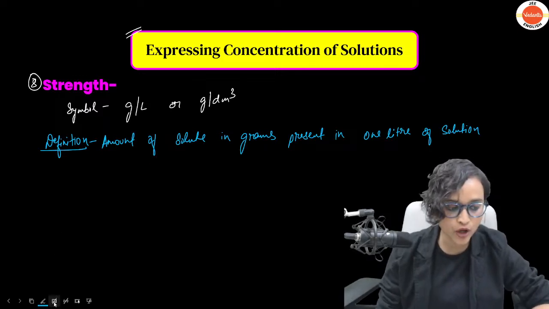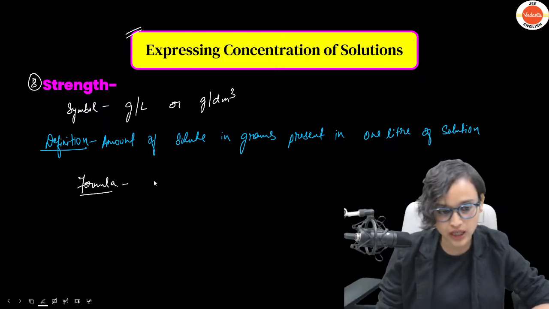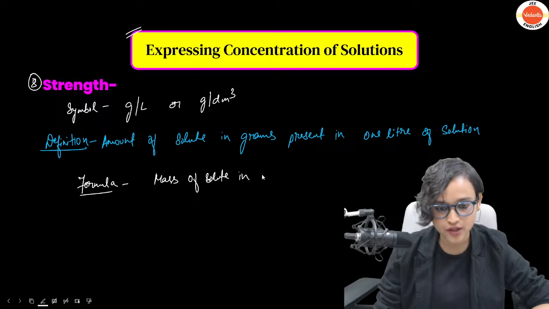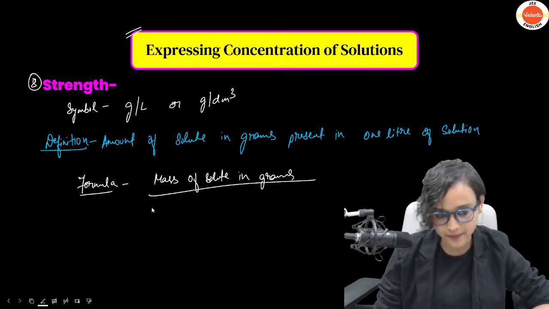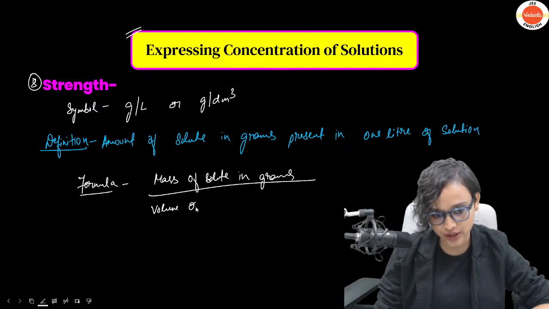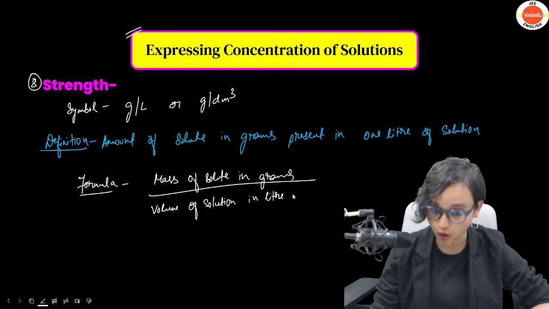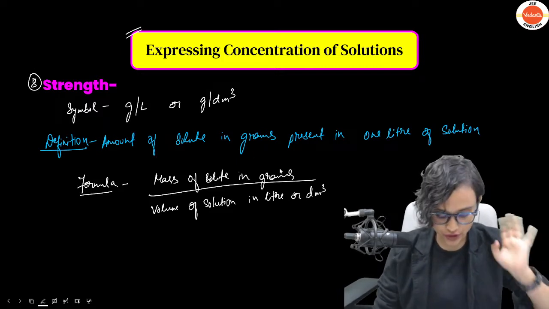So let's write down the formula then. What is the formula, guys? The formula is mass of solute in grams divided by volume of solution in liter or dm cube. That's your definition for strength.